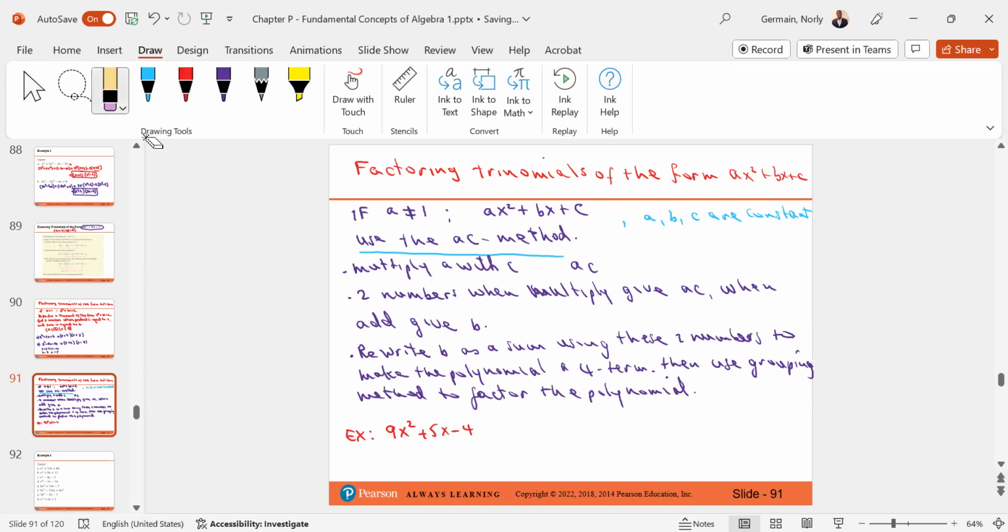I'm going to take a different one. Maybe it's in the next one, but let's take 9x squared minus 9x plus 2. You see, the coefficient of x squared is not 1. So it's a number greater, or it could also be less than 1. So the first thing I would do, make sure I do AC.